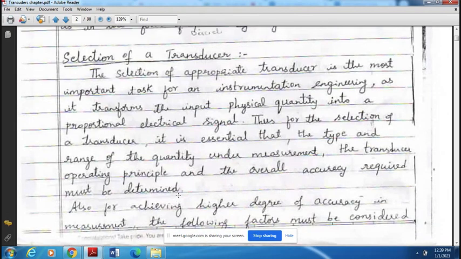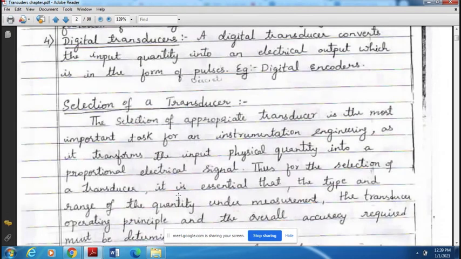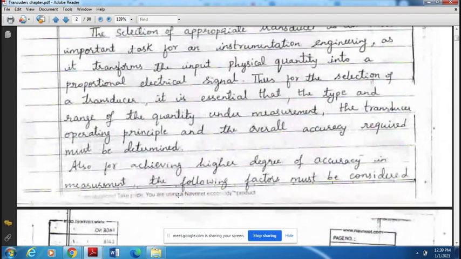So while selecting the transducers, we have to look into certain parameters. Now let us see what parameters have to be considered. This is a very important question. It's a repeatedly asked question also.